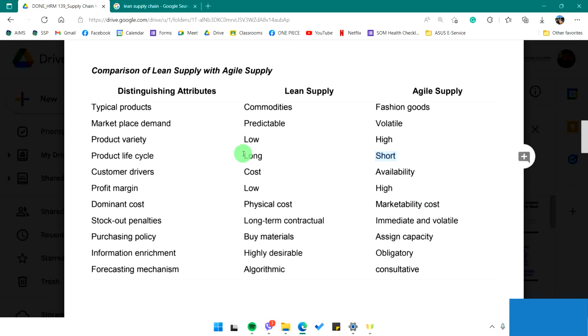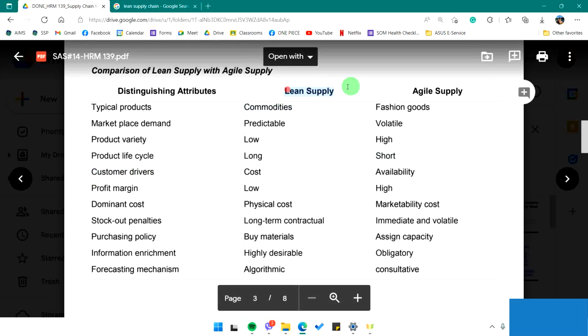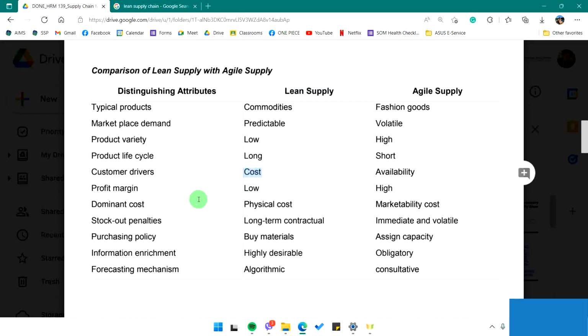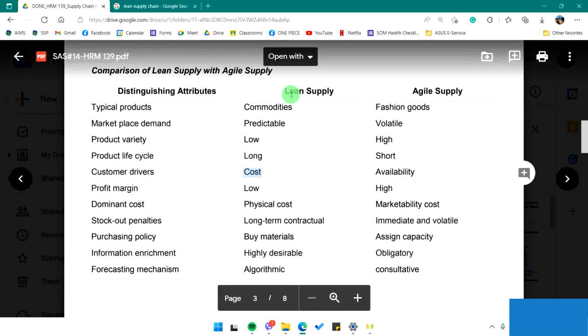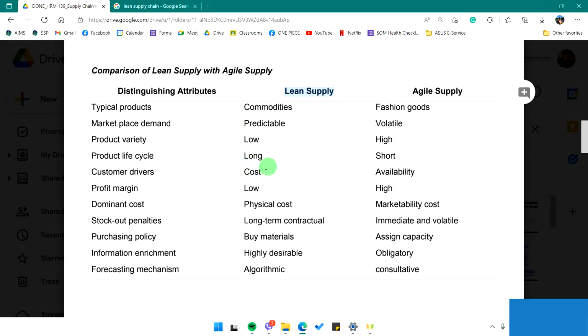Customer drivers, ibig sabihin dito kung ano yung nagde-drive sa customer para mag-decide kung ano yung kailangan nilang bilhin. Pag ang product na bibilhin ng customers is more on commodities or lean supply chain management, they are often considering the cost. Mahal ba ang isang produkto? Bibilhin ko ang Century Tuna, mas mahal ba ang Century Tuna sa San Marino corned tuna? Bibilhin ko ang Pure Foods corned beef, mas mahal ba ang Pure Foods corned beef kesa sa Argentina? Customers who are buying products applying a lean supply chain management style are prioritizing cost, ito yung pinaka customer driver to buy a specific product.